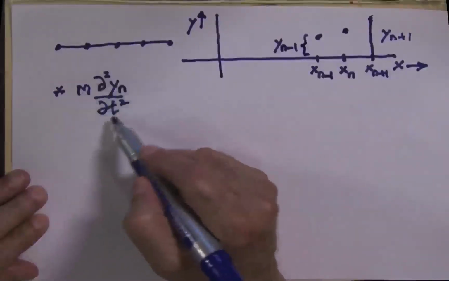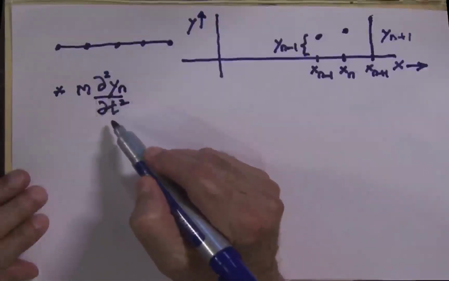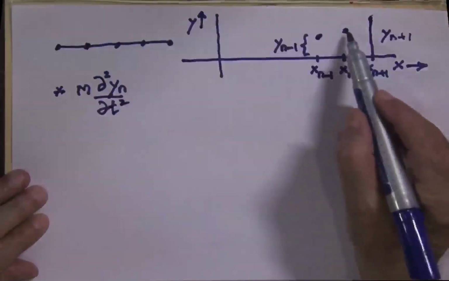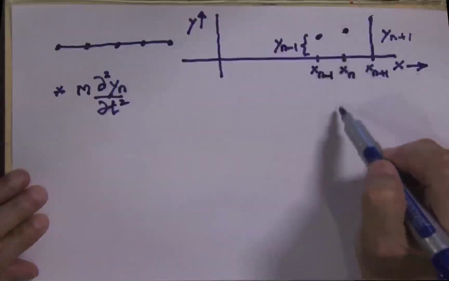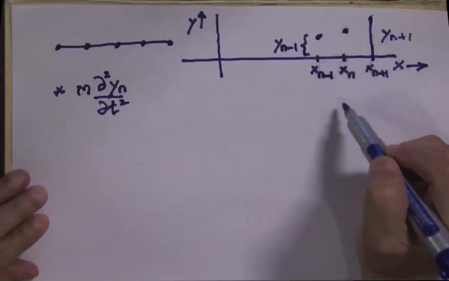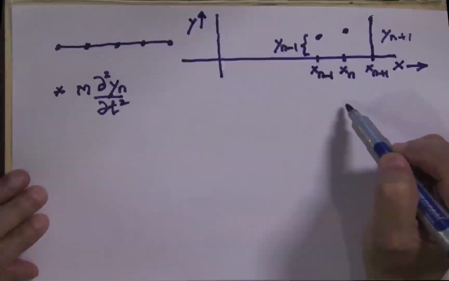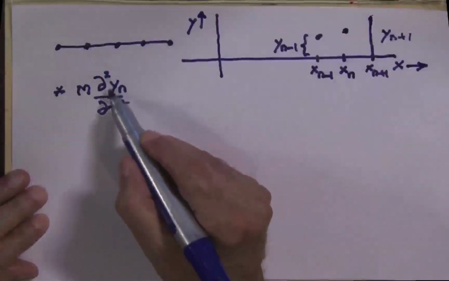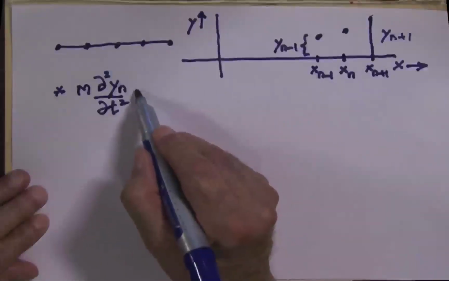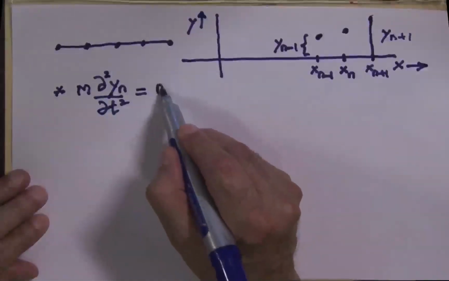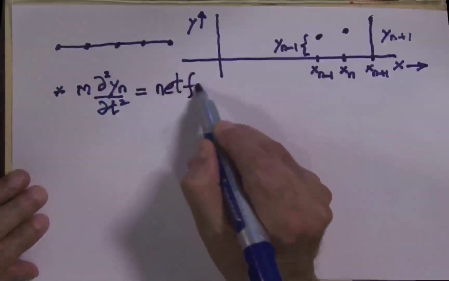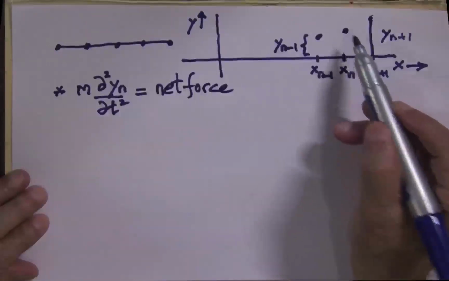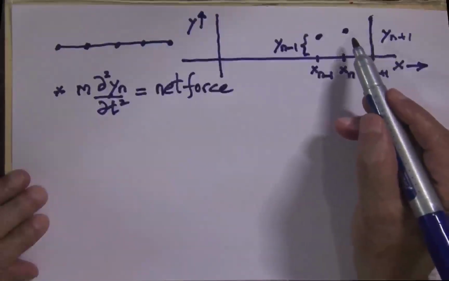Now, why did I write it as partial derivative d by dt instead of ordinary derivative? That's because this particle over here can move only up and down like this. And so x is fixed. The position in the x direction is fixed. In the y direction, it can change with time. And now this has to equal the net force that is acting upon this. So now we want the net force.